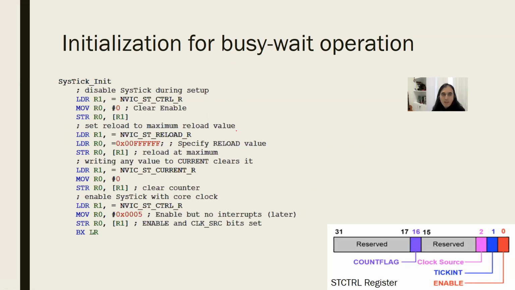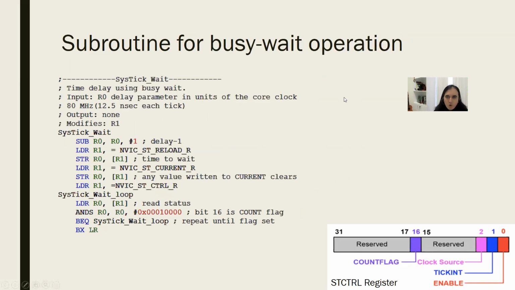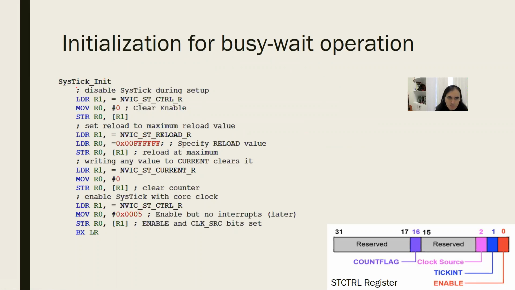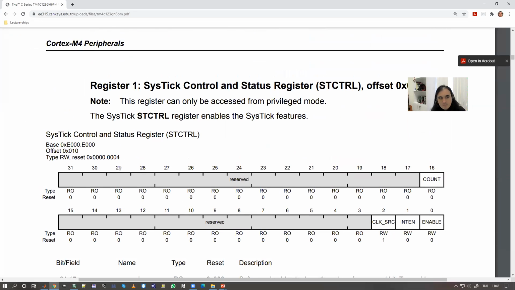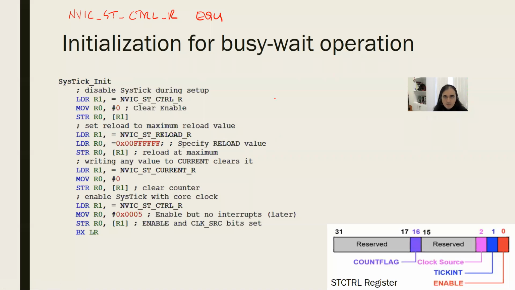So that's the code. So at the beginning of my code, I have something like, guys, so this is a subroutine. So I have a main code, but before the main code, I have some directives. And some of the directives are like this, guys. NVIC_ST_CTRL_R equals some value. Which value? This value, guys. Sorry, this value, guys. Plus 10. This is the value. Sorry.